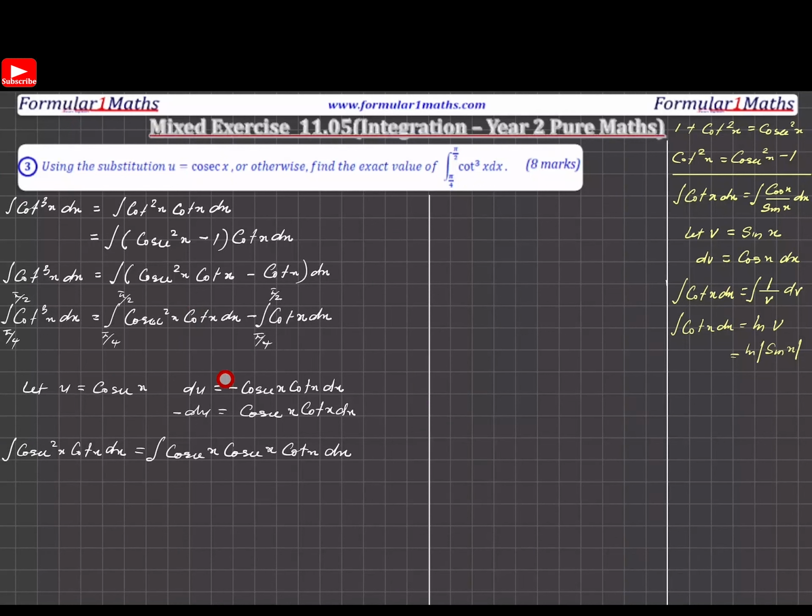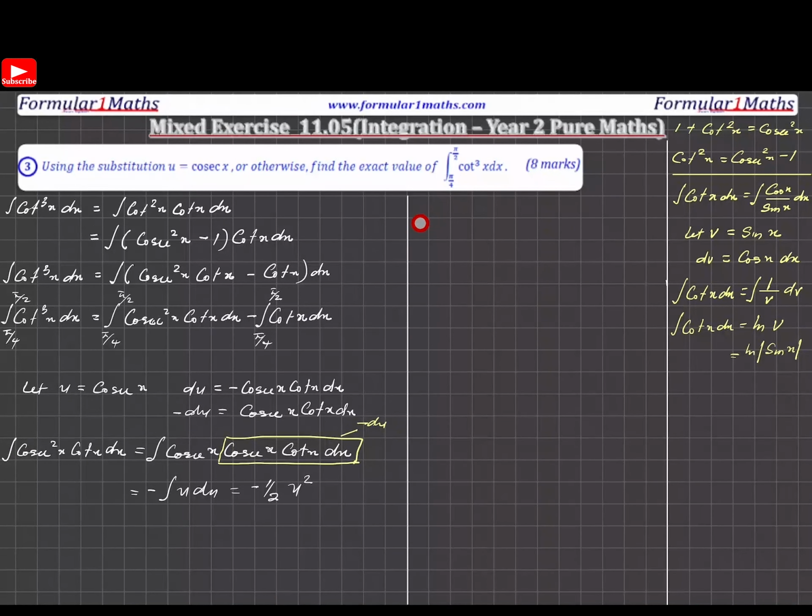Now we can see from here that this part here is the same as minus du. And since we said u is equal to cosec x, we can reduce all that and write it in terms of u as follows. So that will be equal to minus the integral of u du. And we can integrate that easily to get minus half u squared.